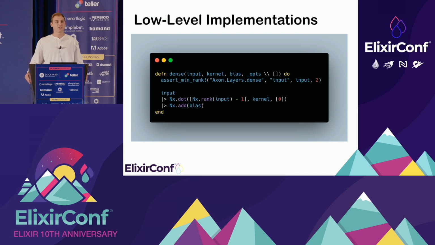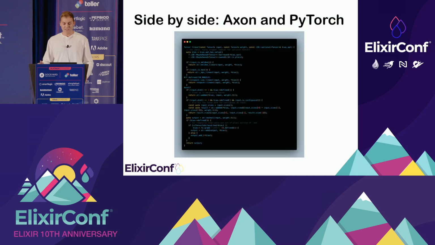Most of the Axon functionality, the low-level functionality, I finished in about 2 weeks. And that is nothing to do with me and everything to do with the fact that Nx and Elixir are just really productive to work in. And if you contrast this with what a PyTorch low-level implementation looks like, this is not very maintainable for someone like me who's not very good at C++. And it honestly took me like 35 minutes yesterday to find this in the PyTorch repo.